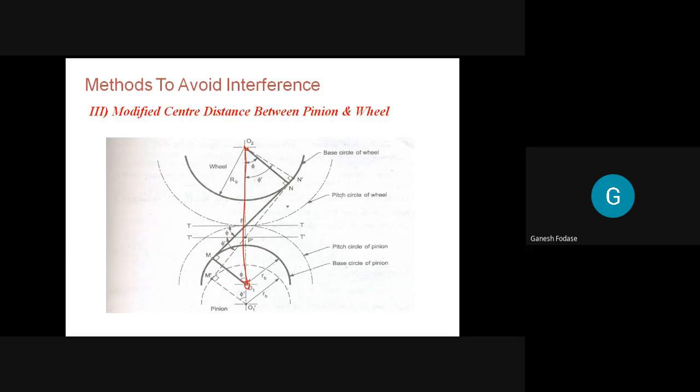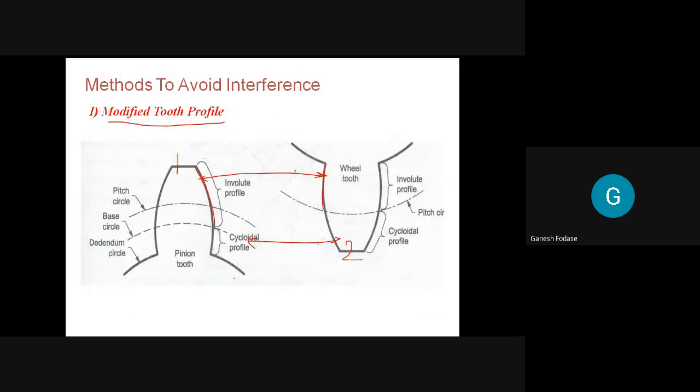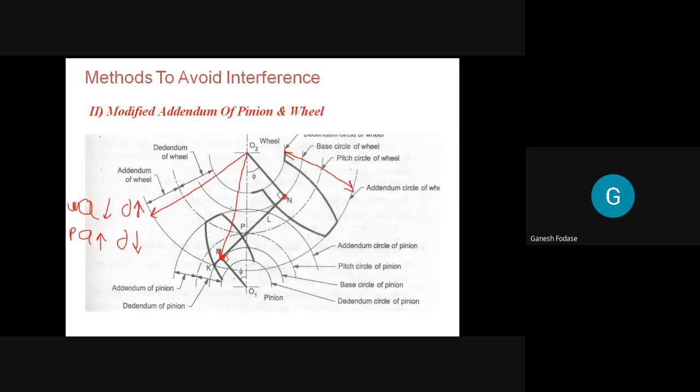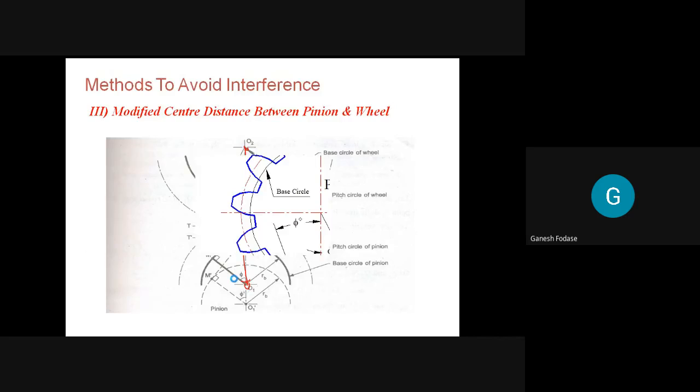This is the third method. So we see three methods. One is modified tooth profile. The second one is modified addendum and dedendum of the pinion and wheel. And the third one is modified center distance. These are the methods to avoid the interference.